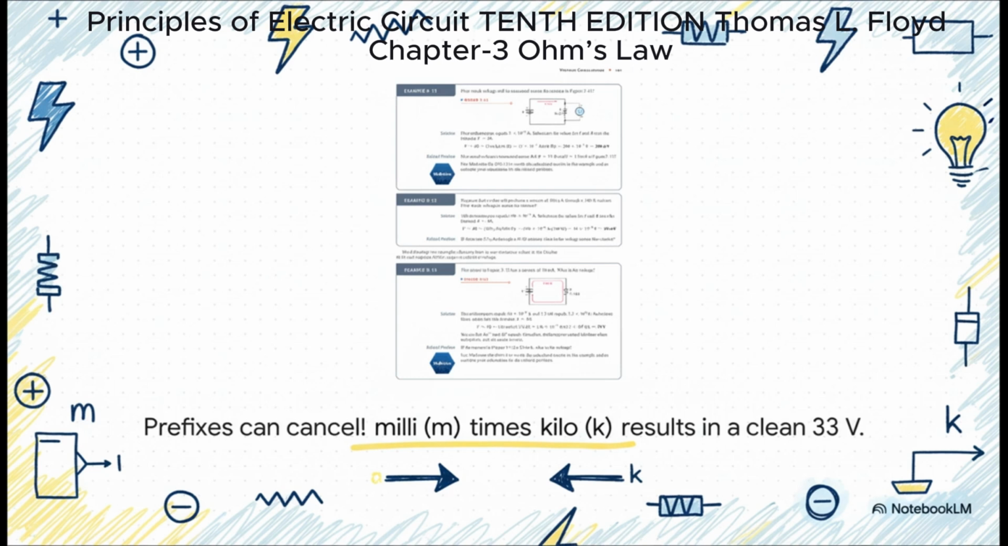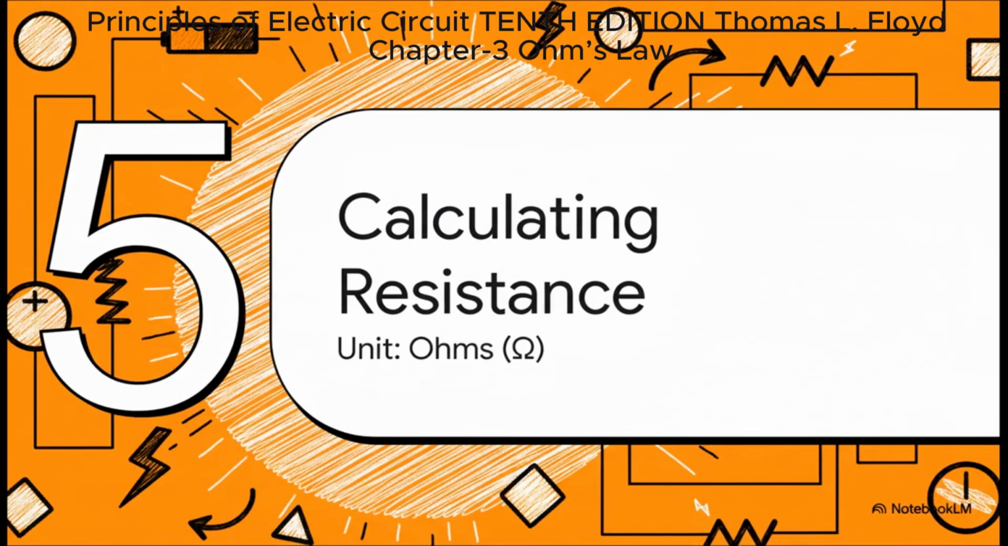Super slick. And finally, we've got the third part of our toolkit. So imagine you're digging through a drawer of parts and you find some mystery component. You have no idea what its resistance is. How can you figure it out? It's actually really simple. If you can measure the voltage across it and the current going through it, Ohm's law will tell you exactly what it is.